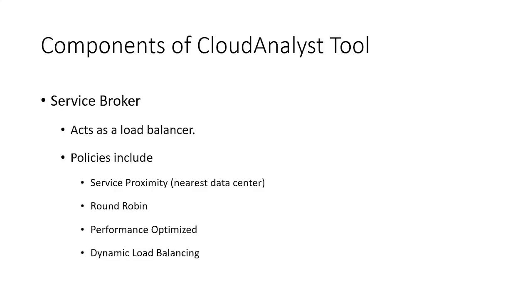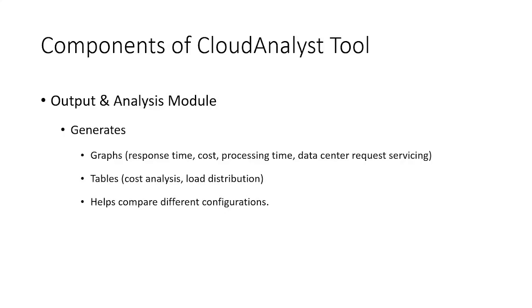The next one is a service broker, which acts as a load balancer. The policies include service proximity, which means that the nearest data center will be used, or you can go with the round robin way, or you can have the performance optimized, or go with dynamic load balancing. So these are the various policies that can be adopted for the load balancer in your module.